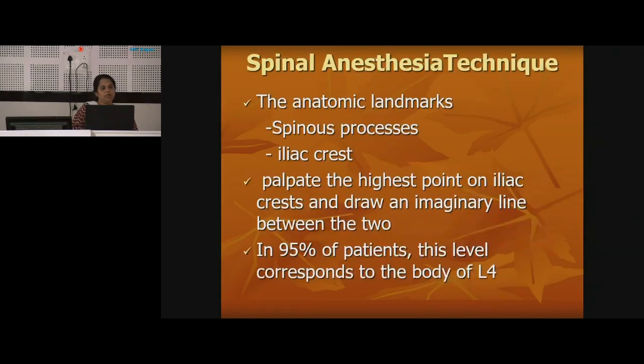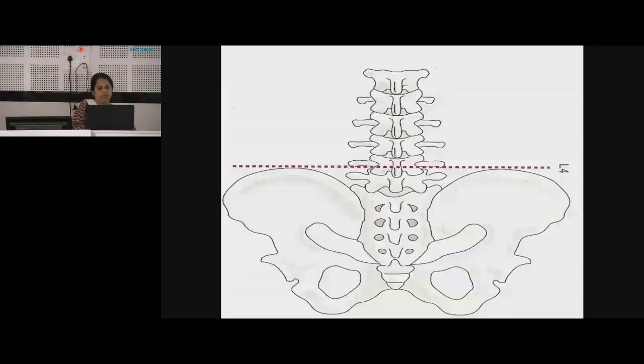So what are the important landmarks whenever we do a spinal anesthesia? The two most important landmarks are the spinous processes like L4, L5, L3, and the iliac crest. We have to palpate the highest points on the iliac crest and draw an imaginary line, and this line usually passes through L4. We usually prefer the interspace L4-L5. However, L3-L4 can be preferred.